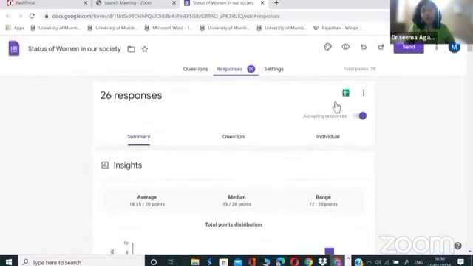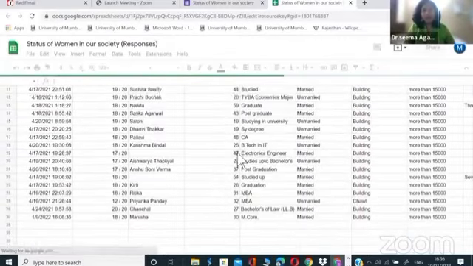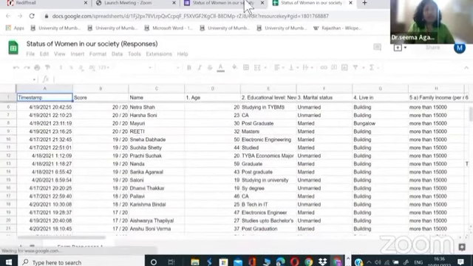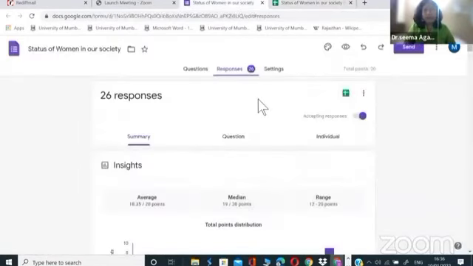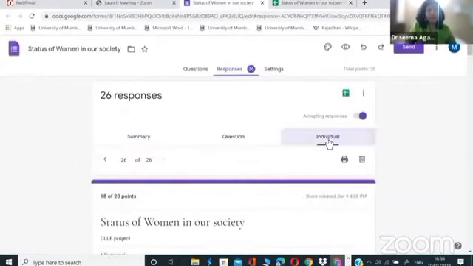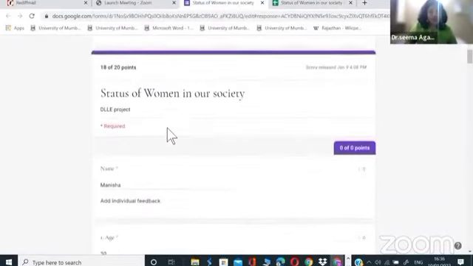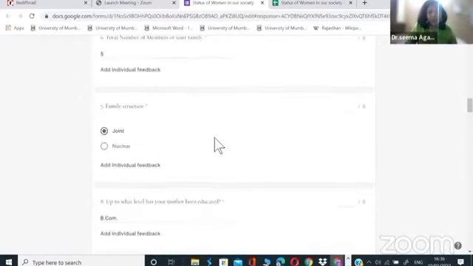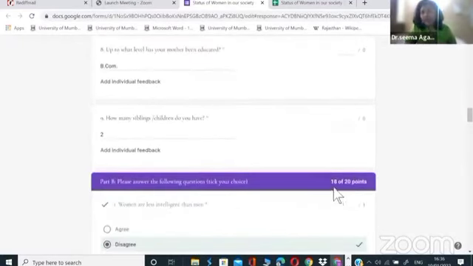Now, you can also get the Excel sheet, and you can tabulate each and every data in the Excel sheet in this way. Just click on the Excel sheet. So I'm showing one respondent. Now here I come to Part B. In Part B it is visible: 18 of 20 points. It means without manual calculations, through the online survey, through the Google form, you can easily find the score of the respondent. So here her score is 18 out of 20. So we can say that she is liberated.